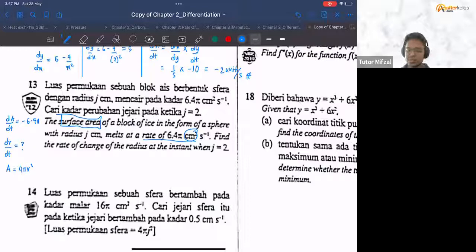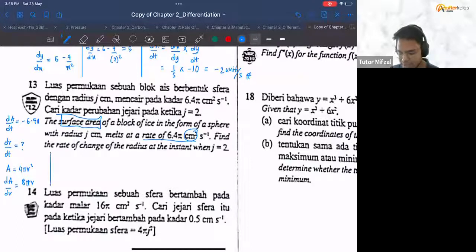So you have to differentiate this. When you differentiate this, you get dA over dr equivalent to 8 pi r. The pi, you consider it as a constant. So when you consider it as a constant, it is not involved in the differentiation. The thing that is involved is the r. So r square, the power from the r, you bring it down and minus 1.